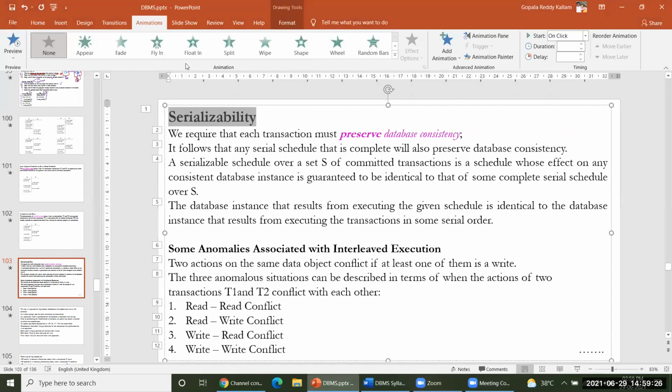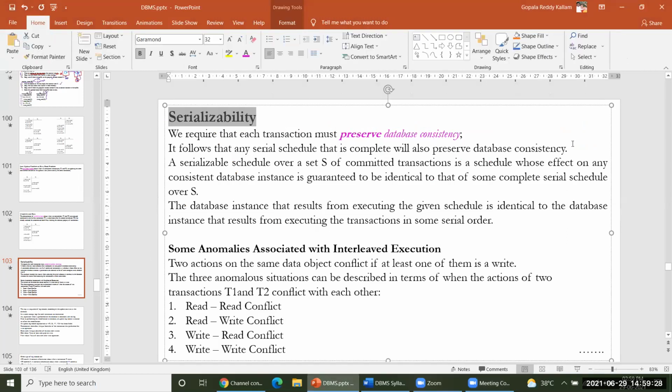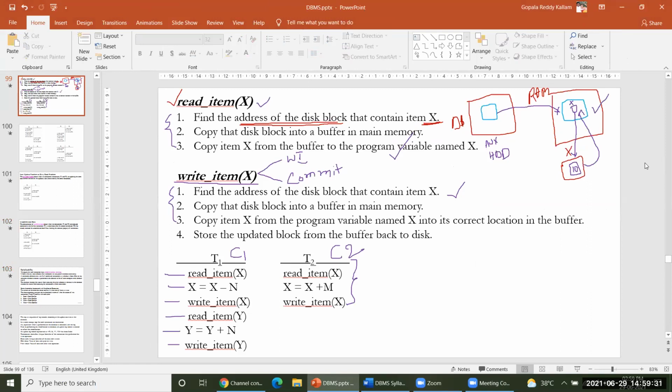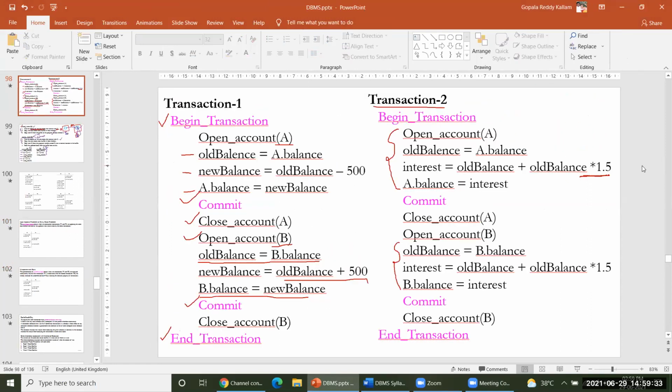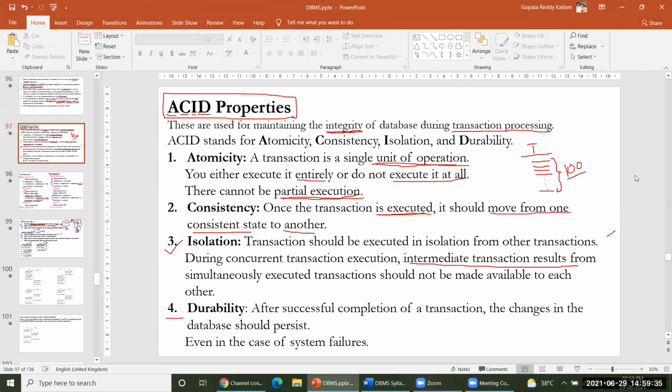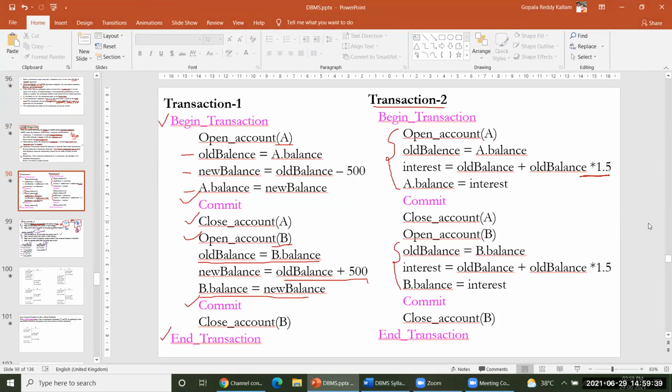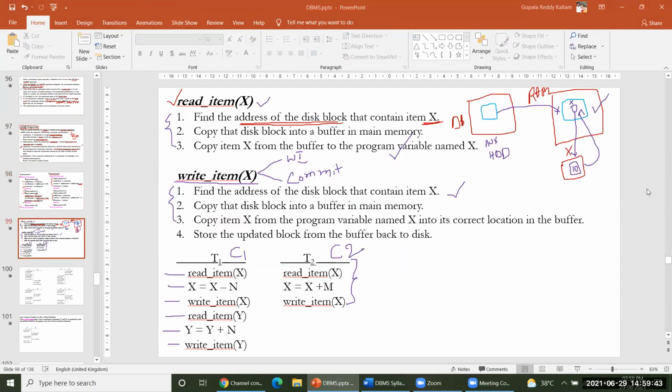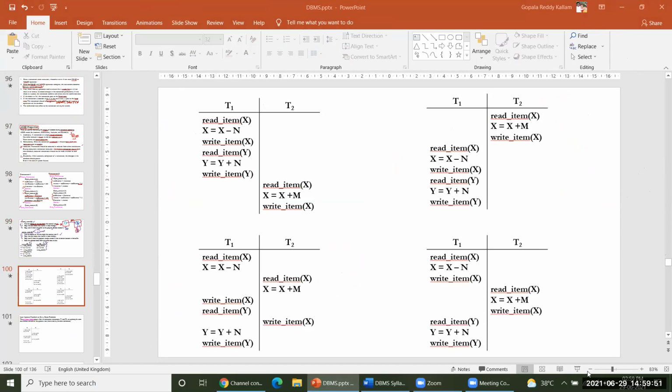In the previous class, we discussed whatever the transactions, how you could write the transactions, what the ACID properties are, and how you could apply read item and write item, and how these can be separated. Then these things were discussed in the previous class.